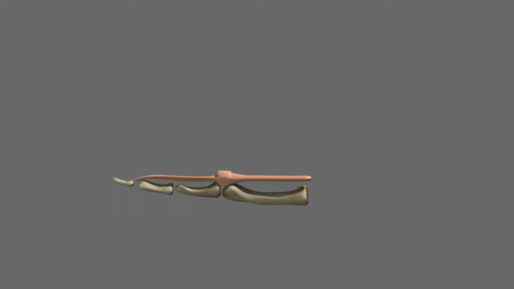At early stages, trigger fingers can sometimes be treated with splinting, anti-inflammatory medications, and injections. Often, trigger fingers must be treated with surgery.